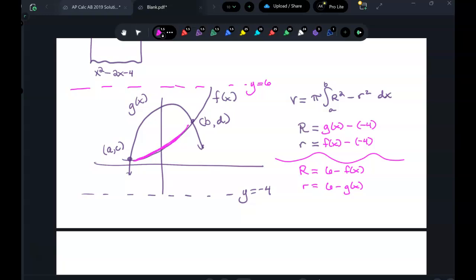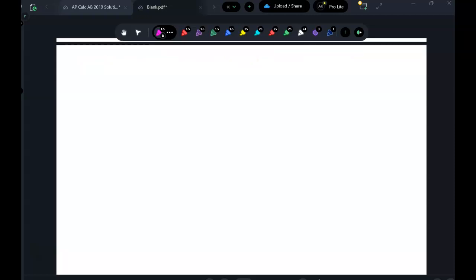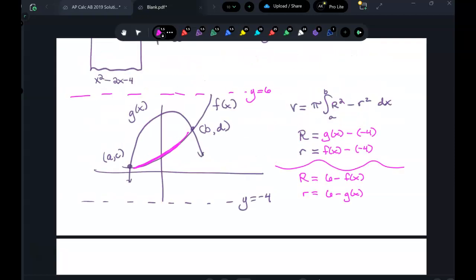Now I'm traumatized, so now I'll always know which one is farther away. Why is it 6 minus? Because it's the farther one minus the closer one. Top minus bottom. 6 minus f of x. Oh my god, it's so complicated, isn't it?